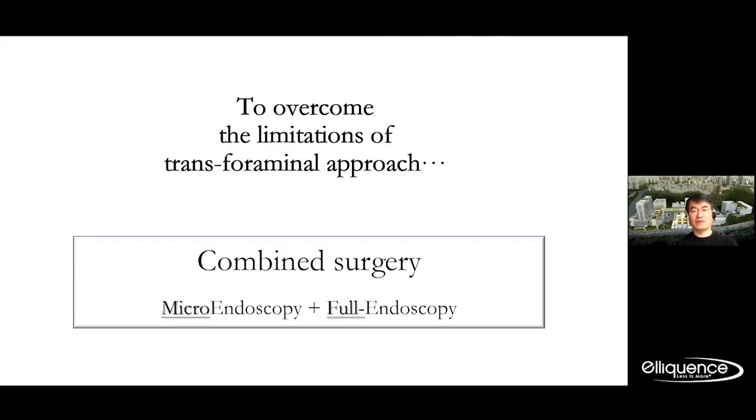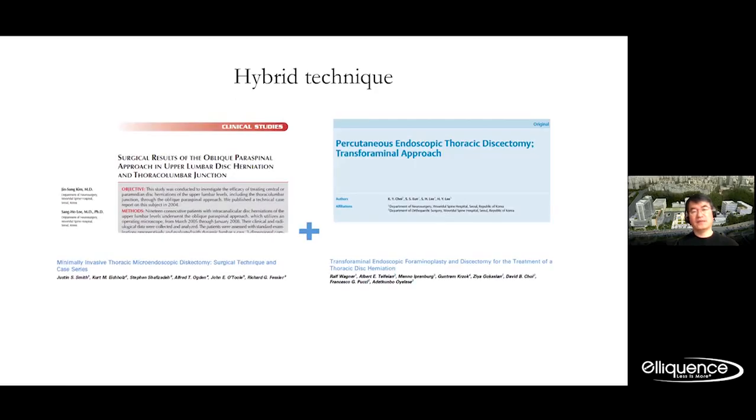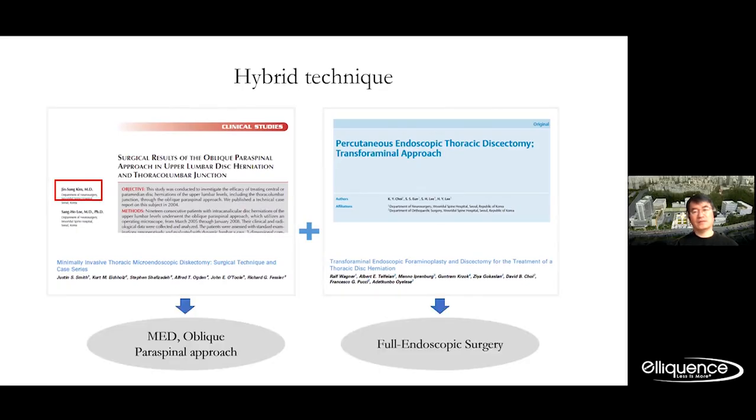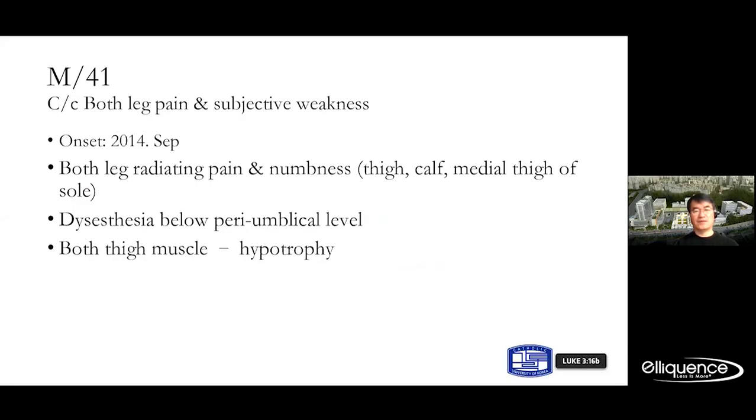So to overcome this kind of limitation of the transforaminal approach, I have combined the microendoscopic technique and the full endoscopic techniques. I already published the microscopic technique about the oblique paraspinal approach in thoracolumbar and thoracic spine disc herniation in Neurosurgery. Also, I'd like to combine this technique with my colleague's paper here. So just see this case.